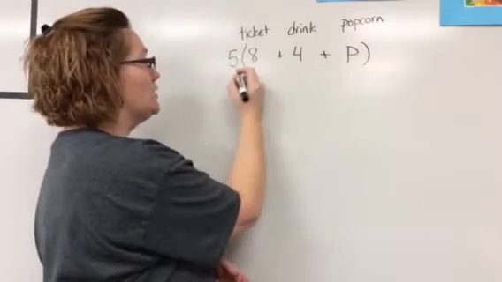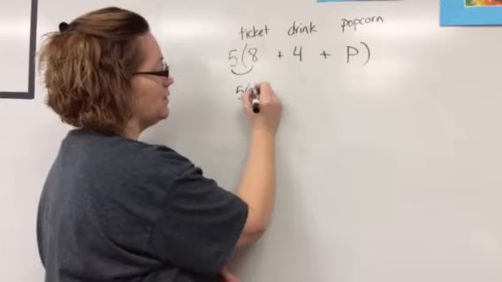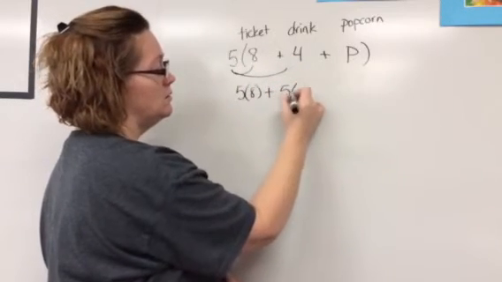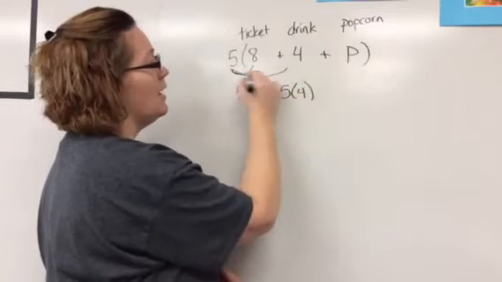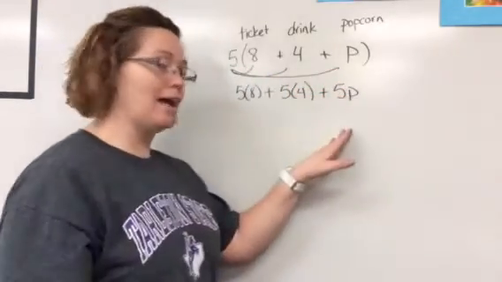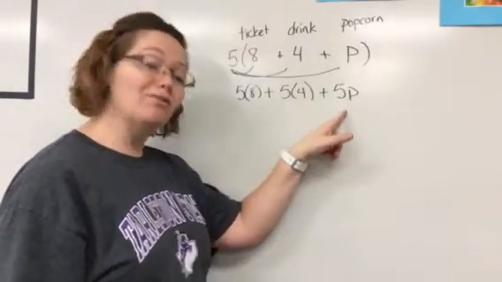All right, so first thing we have is 5 times 8. I'm going to write it like this for a second. And then I have 5 times 4. And then I'm going to have 5 times P. And that's okay to leave it like that. That means that whatever the cost of popcorn is, I'm going to multiply it by 5.